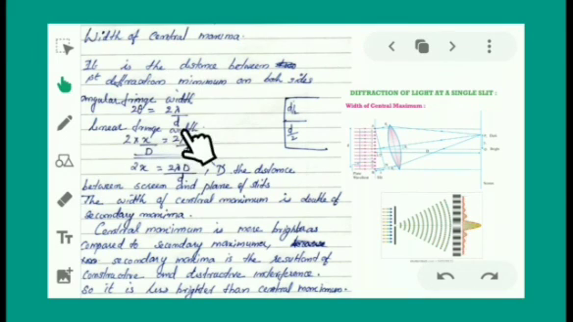Then the linear width is 2x/D, that is equal to 2 lambda/d, so 2x is equal to 2 lambda D/d. D is the distance between the plane of the slit and the screen.